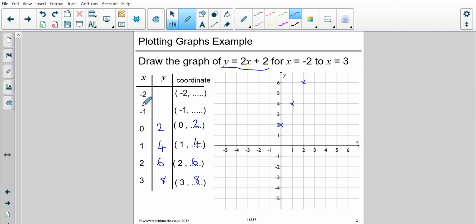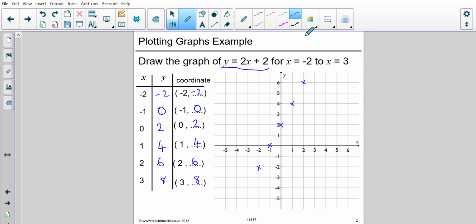So when x is minus 2, let's substitute minus 2 into our equation. 2 times minus 2 is minus 4. Add 2 to that, we get minus 2. So I've got minus 2 as a point on my line. And let's lastly substitute x is minus 1. 2 times minus 1 is minus 2. Add 2 is 0. So I get minus 1, 0. And there we are. So I've got a couple more points on my line.